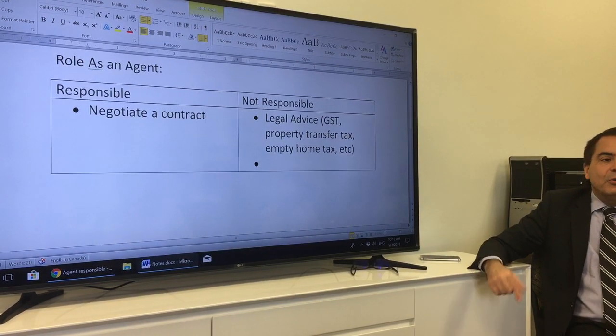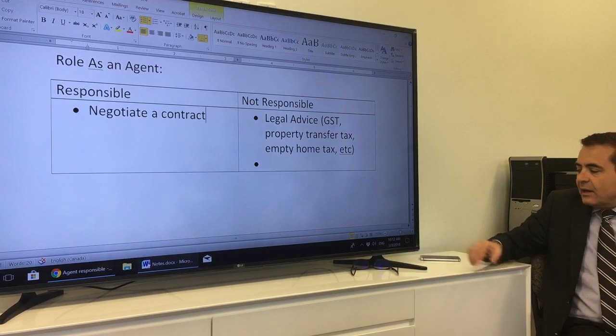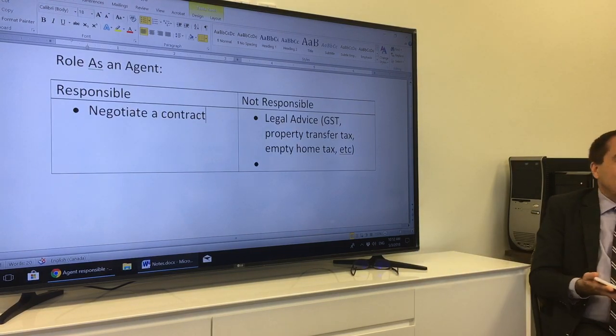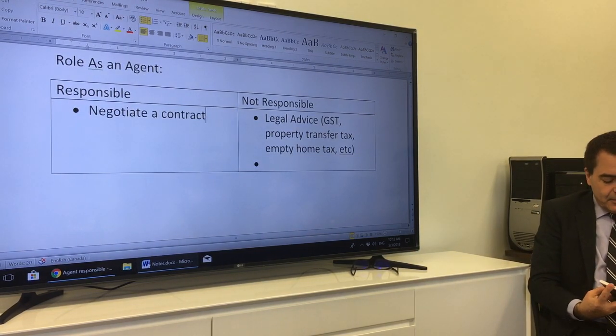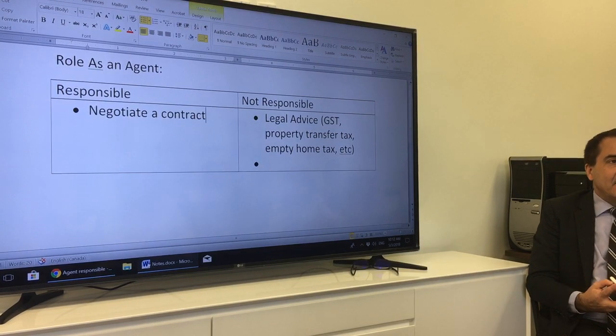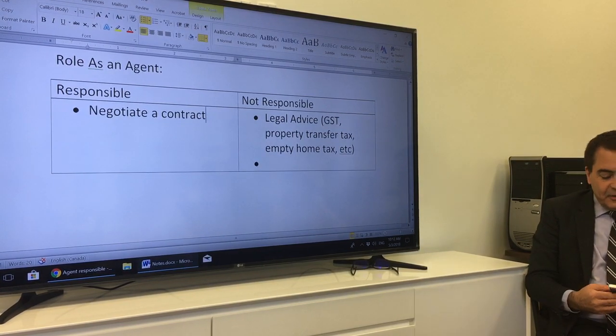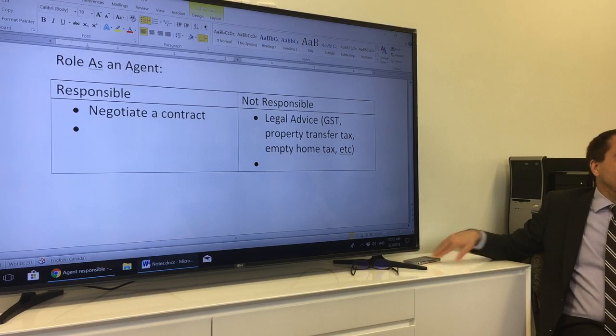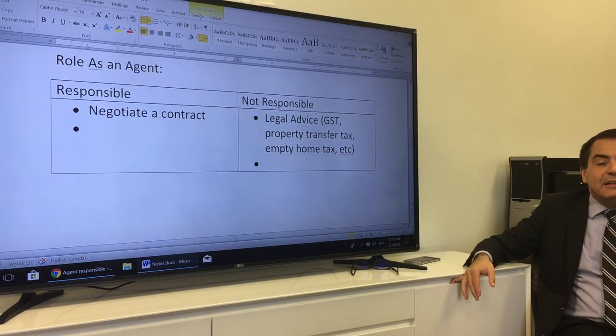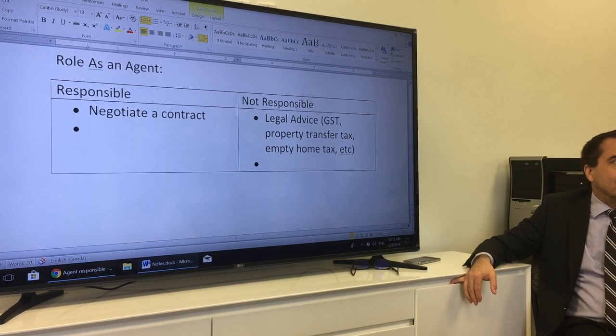So I think there's more to it than create a contract. What would be the better word besides create a contract? A binding contract. Yeah, a legally binding contract. So in other words, if you forget to get initials, if you forget all these things, a legally correct contract is what you're responsible for.